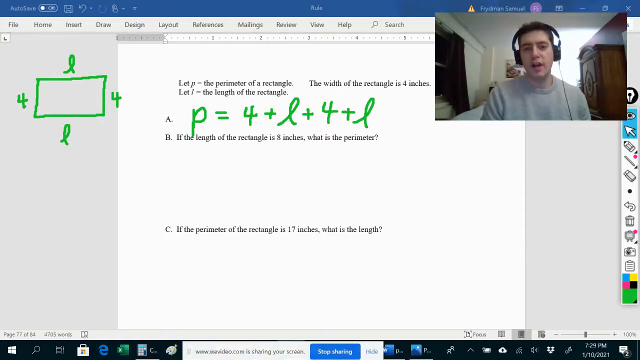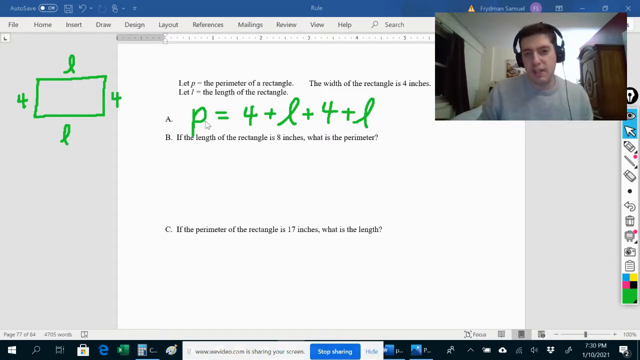What I'm going to do now is just simplify this a little bit and put parentheses in there, just because the purpose of this video is to give you a couple of examples of situations that can be described with equations that have parentheses in them.